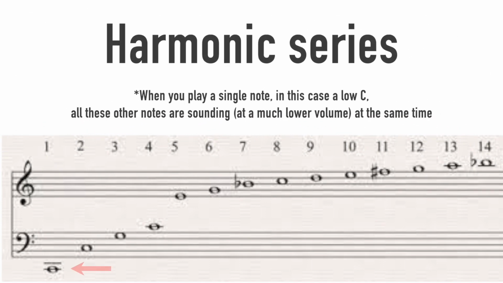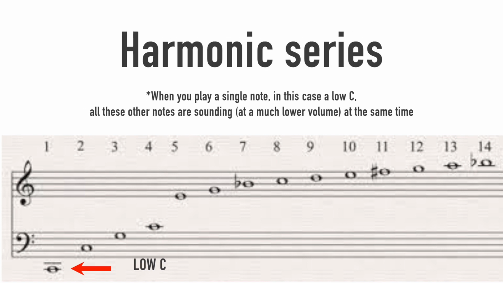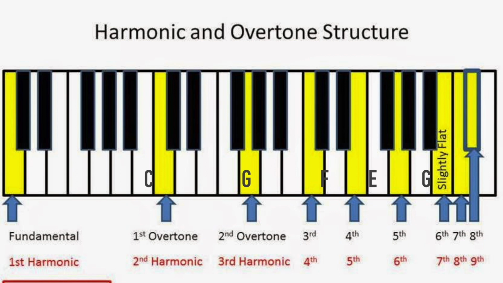Every note that is played actually produces a series of notes called the harmonic series. We only generally hear the fundamental note, which is what we call the note. So if I play a C, you hear a C, but you're actually hearing a whole series of notes. You hear a C, then another C an octave above that, and then a G, and then an F, and then an E flat. It just goes up and up and up. This is called the harmonic series.